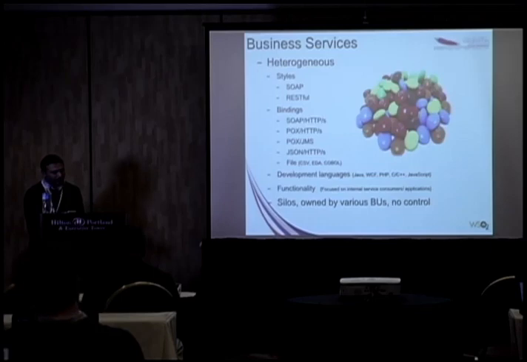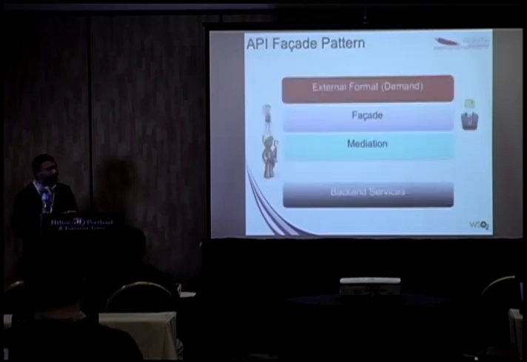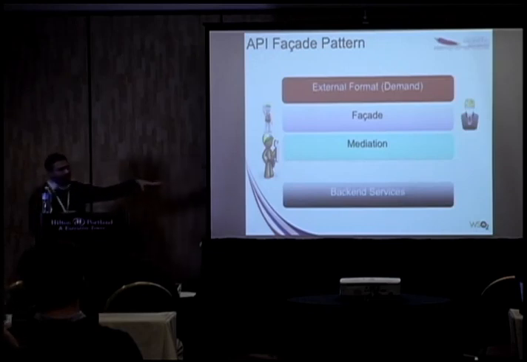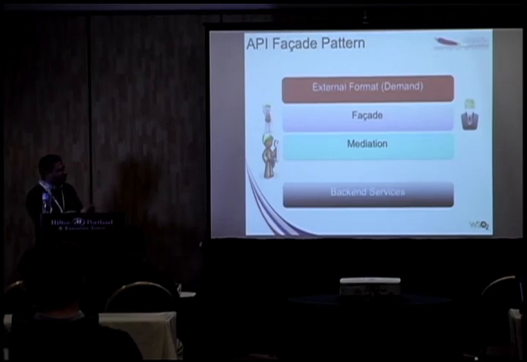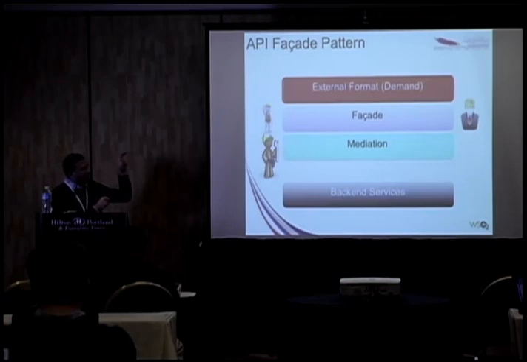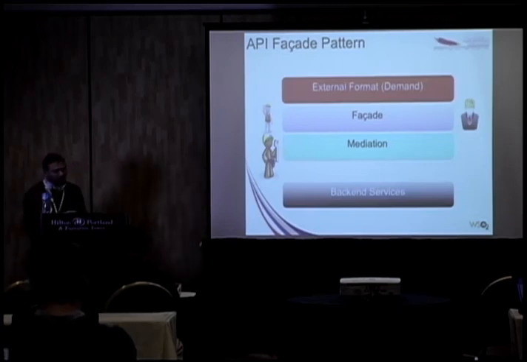That's where the pattern called the API facade will be really helpful. You can hide the complexity that you have in your backend services, put in a mediation layer, and use the facade to expose the API as RESTful and secured with OAuth. You also incorporate all the API management related functionalities that we discussed earlier, and cater to the demand coming from the outside. So that is the API management pattern that we discussed.